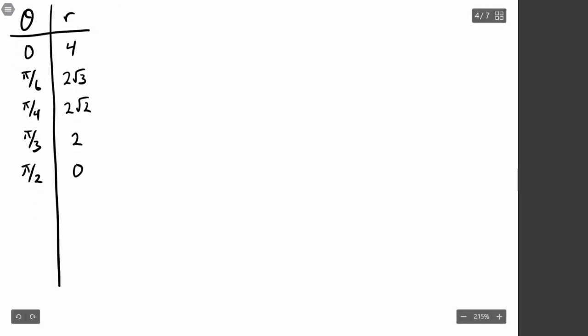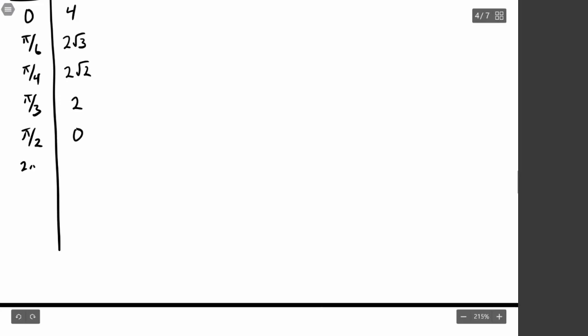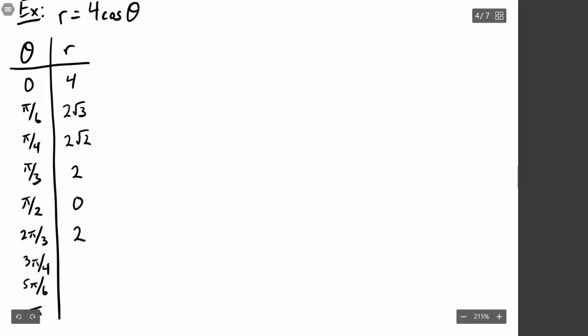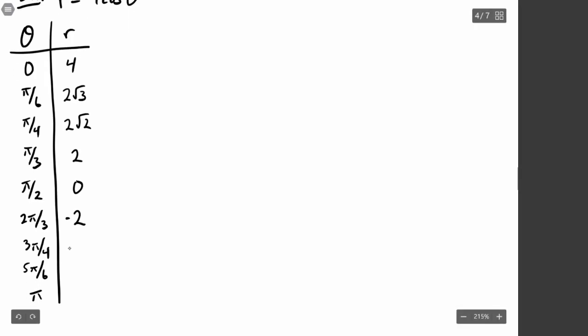Right. And then if we keep going to say 2 pi over 3, 3 pi over 4, 5 pi over 6, and then pi, we just see these go the other way. I think these are negative now, right? Because it's cosine. Yeah. Negative 2, negative 2 root 2, negative 2 root 3, negative 4. Right, and then we can keep doing this over and over.